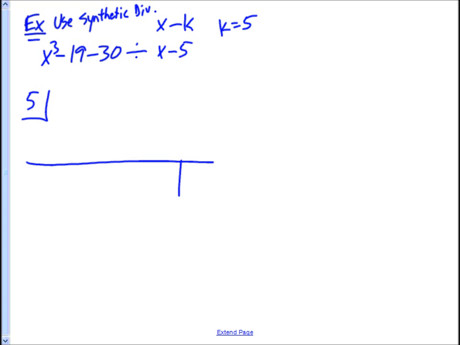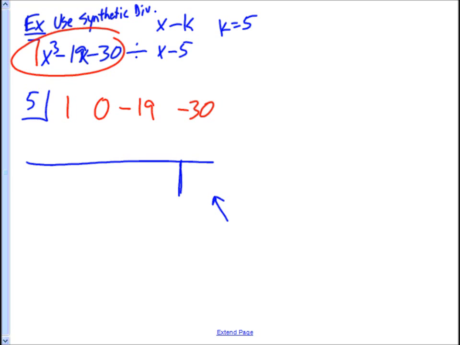Now I put all my coefficients from here. So I go 1. Notice there's nothing for x squared, so I put a 0 for my x squared. Then I put the minus 19 for the x, minus 19x, and then you put the constant right there at the end. So you put those in that order. I put a little bar here, and that's where my remainder is going to end up.